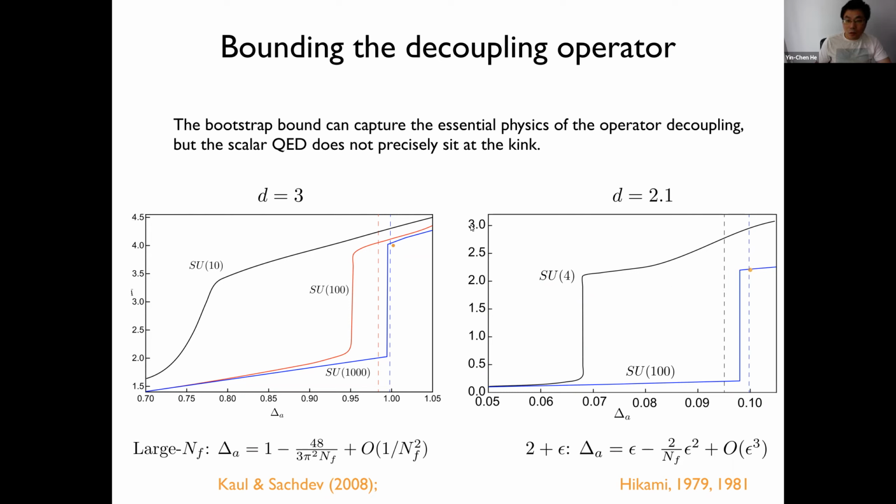But the cool thing here is that this operator decoupling is still captured by the numerical bootstrap, and the likely scenario is that the abelian gauge theories are living in the region after the kink, while the non-abelian gauge theories are living in the region before the kink. So if we simply add a very mild gap in this decoupling operator channel, we are able to kill all the non-abelian gauge theories, and then let's try to bound other operators to see whether the scalar QED would appear.